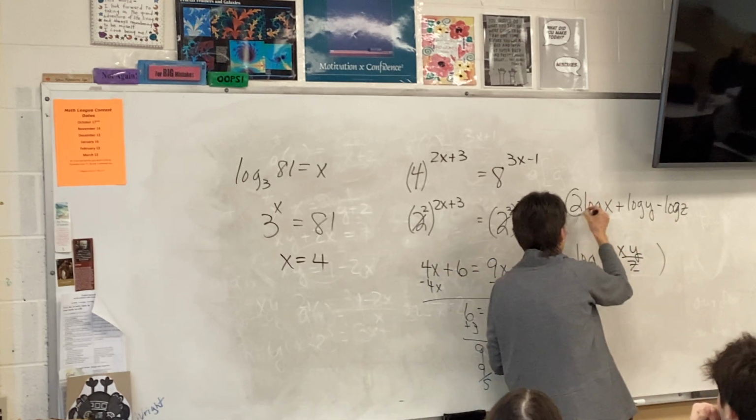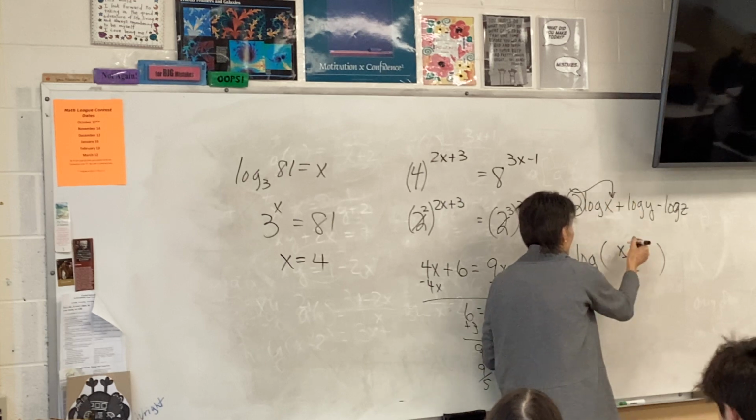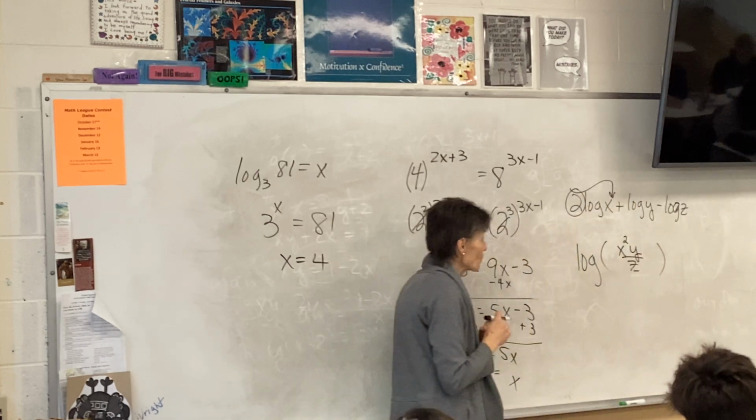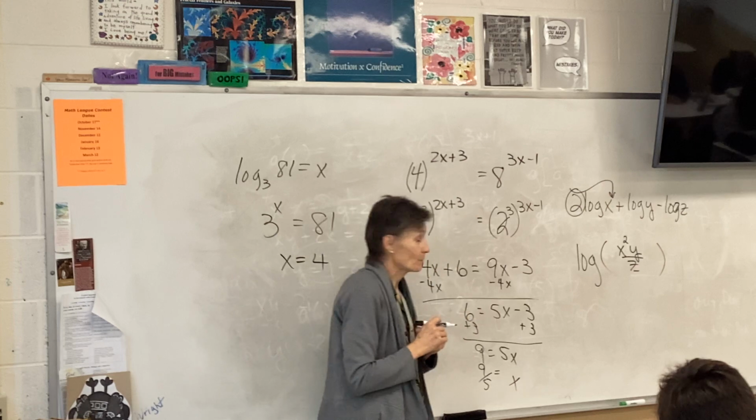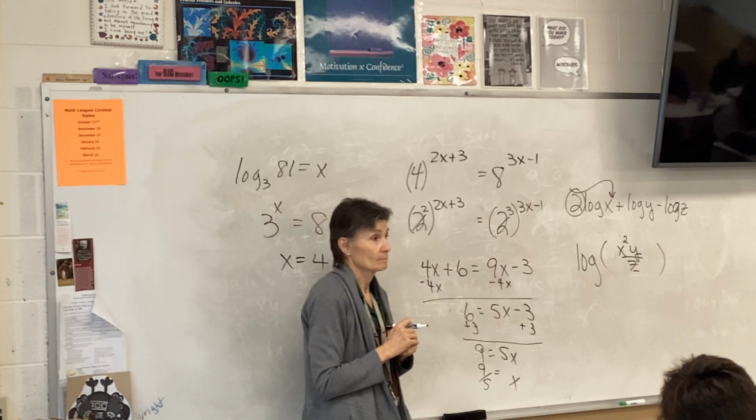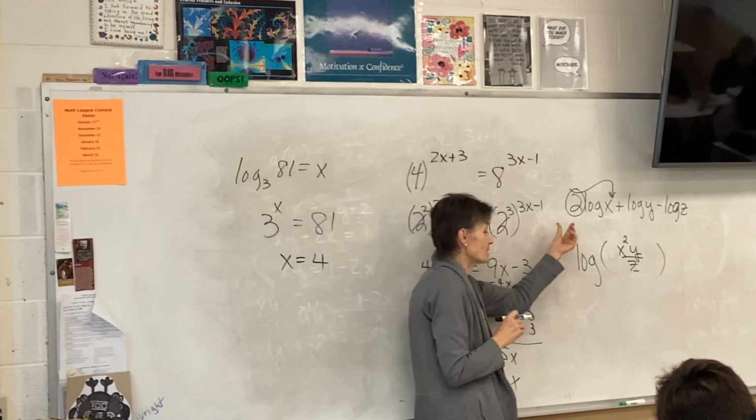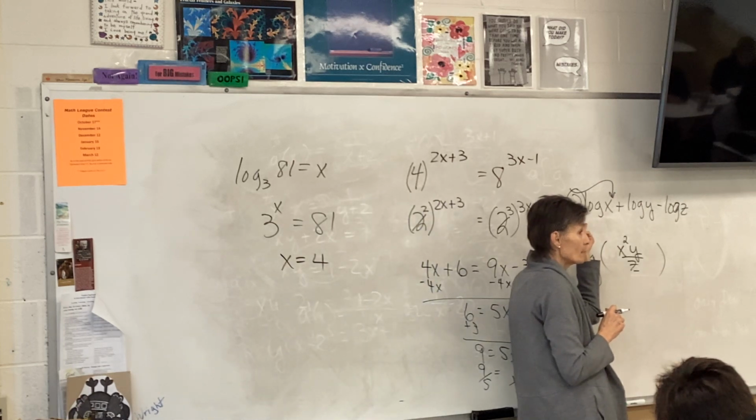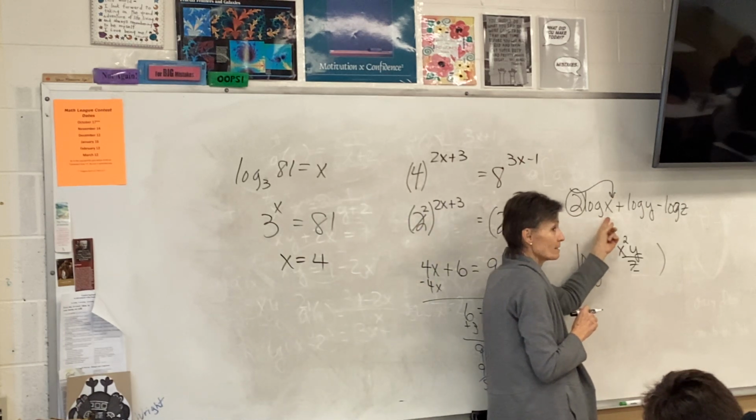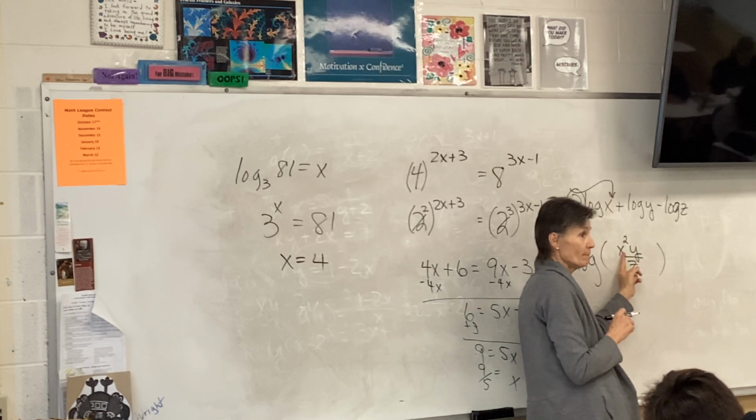Remember that a number out in front is an exponent. So that's x squared y over z. The number out in front is the power. And since it's only in front of the x, it only goes on the x.